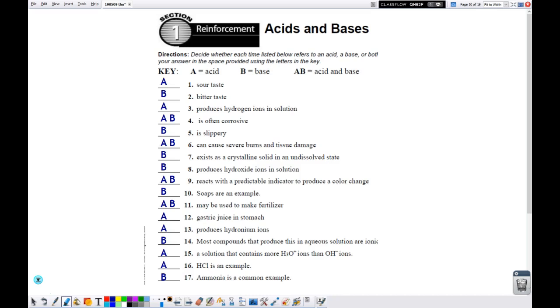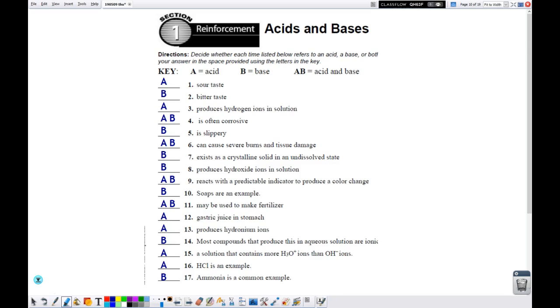If it exists as a crystalline solid when it's not dissolved, that's probably a base. If it produces hydroxide ions in solution, that's definitely a base. If it reacts with indicators to produce a color change, then that could be either an acid or a base. And then number 10, soaps are an example.